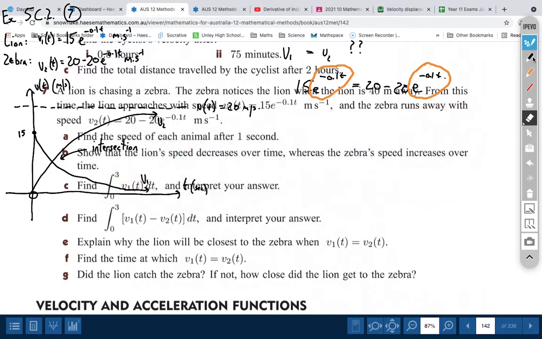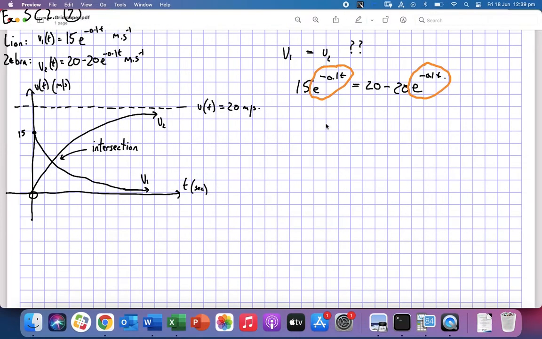I want that. Okay. So it's just like saying a 15x, and over here I've got a minus 20x. Let's make them positive from the get-go. 35e to the minus 0.1t equals 20. All right, so e to the minus 0.1t is 20 divided by 35. Well, those numbers both divide by 5. So 4 on 7. Now I need logs.